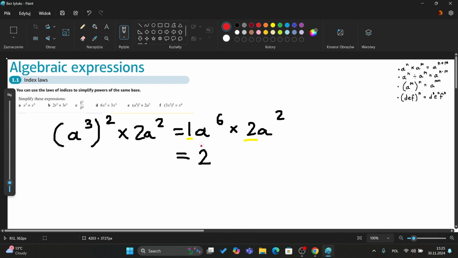And now we multiply the indices, so a power 8, because 6 plus 2 is 8. Now we have the last question.